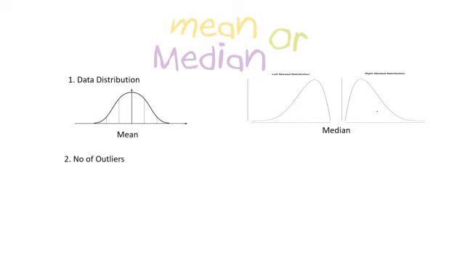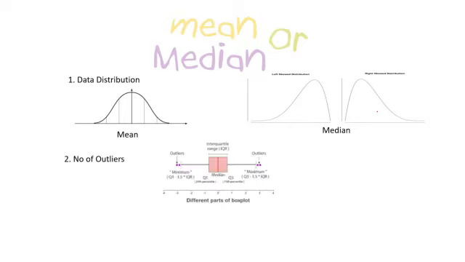The second factor is the number of outliers in your data. If there are very few outliers or no outliers, then mean is the choice. And if there are a lot of outliers in your data, that is, your data is quite noisy, then median is going to be the choice.